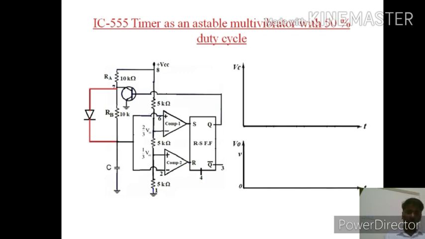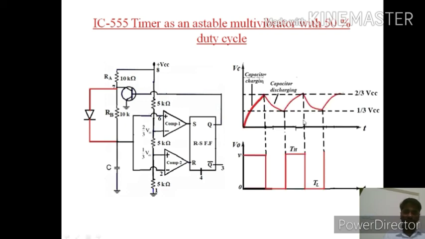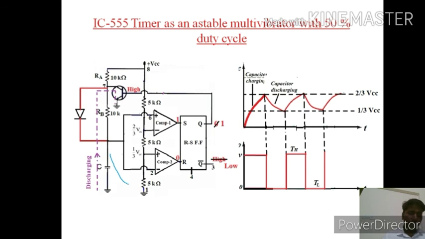Now if you plot the capacitor waveform and output waveform, we can see that the charging time and discharging time are almost the same. It is because the charging of the capacitor is happening through RA and this diode. So RA is 10 kilo ohm and the diode has a very small, few hundred ohm forward bias resistance. So T high is 0.693 RA into C, and discharging happens through RB, which is again 10 kilo ohm, and then the forward bias resistance of this transistor.